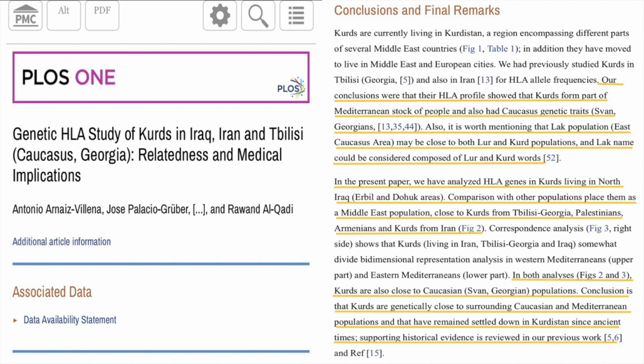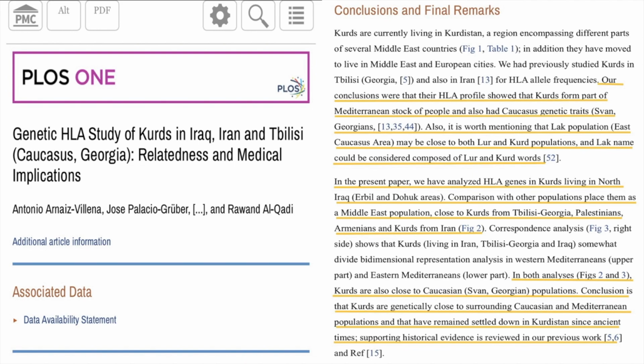Also, it is worth mentioning that the Lak population, East Caucasus area, may be close to both Lor and Kurd populations, and the Lak name could be considered composed of Lor and Kurd words. In the present paper, we have analyzed HLA genes in Kurds living in North Iraq. Comparison with other populations places them as a Middle Eastern population close to Kurds from Tbilisi, Georgia, Palestinians, Armenians, and Kurds from Iran. In both analyses, Kurds are also close to Caucasian, Slav, and Georgian populations.